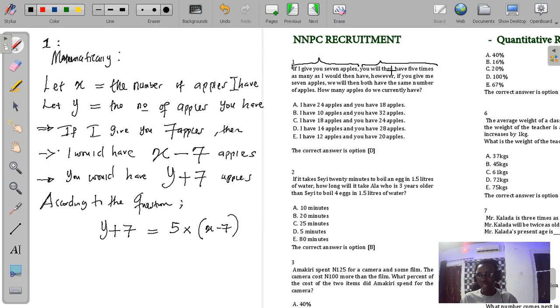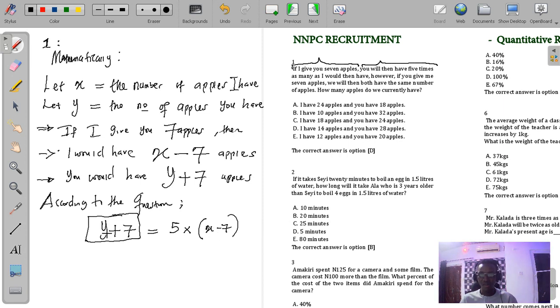You will then have, this is already the number of apples that you have after giving you the seven apples. So you will then have five times. I use the equal to sign to express that five times as many as I have, and I already have x minus seven. You understand that? So this is equation one.